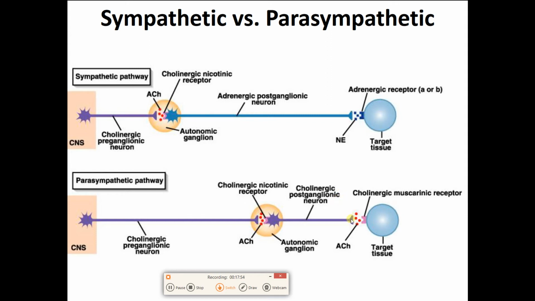Now, I want you to notice the lengths here, okay? The preganglionics are different. The sympathetic is a short preganglionic because the ganglion is actually really close to the spinal cord. The parasympathetic has a long preganglionic because the ganglion is close to the effector organ. And of course, with a short first neuron, you've got to have a long second one. And with a long first neuron, you've got to have a short second one. All right.